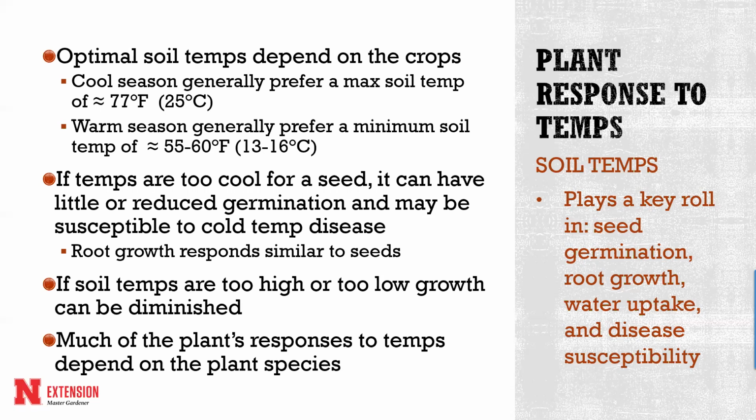Warm season crops generally prefer warmer soils. So usually when you're looking at warm season plants, you're not putting them out in the soil until the temperature of the soil is at least 55 to 60 degrees. If the temps are too cool for a seed, they basically can just sit there. Little or reduced germination. They may become more susceptible to cold temperature damage or disease.